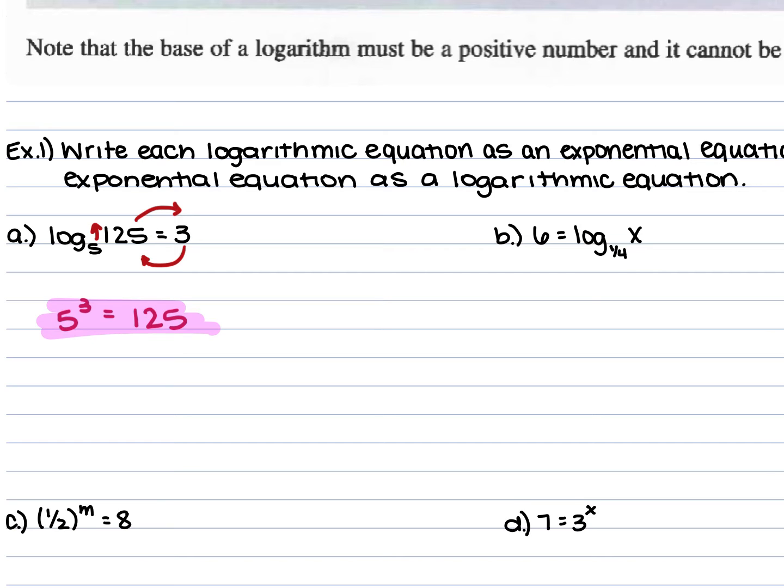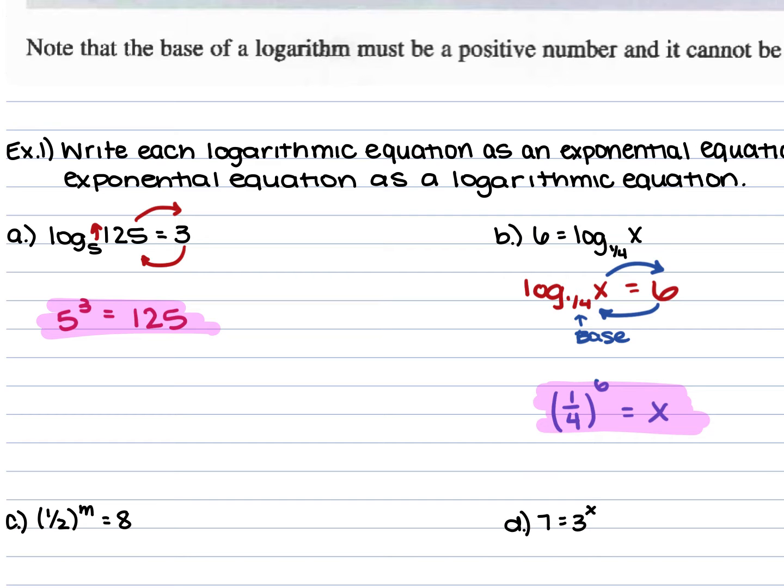For example B, we have 6 is equal to log 1/4 x. If you wanted to rewrite this as log 1/4 of x is equal to 6, you can. It'll just make it a little bit easier. This 1/4 is your base, so that's going to become a normal number. The x and the 6 are going to switch places, so the 6 becomes your power, and your x becomes your answer. So we have 1/4 to the power of 6 is equal to x.